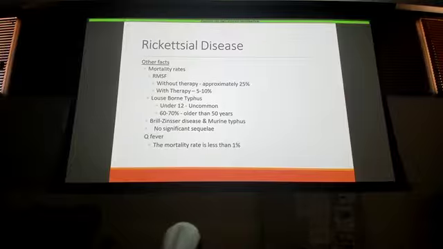Mortality rates: Rocky Mountain spotted fever without therapy, 25% mortality rate. It's pretty bad. With therapy, it improves a lot. Louse-borne typhus, similar. Brill-Zinsser and murine typhus, those are together because remember they are very similar in presentation and severity. And then Q fever, pretty low mortality rate.